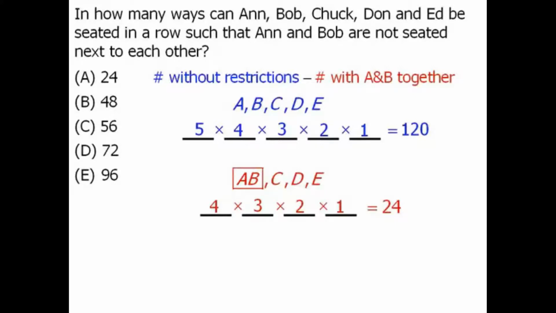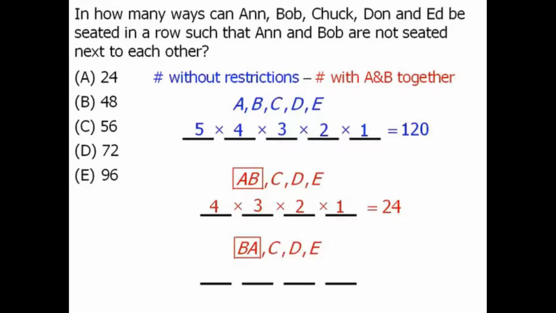However, we've only considered the possibility that Anne is seated to the left of Bob. What about the possibility that Bob is seated to the left of Anne? So we must also consider this arrangement. So once again, we'll take these 4 entities and seat them in 4 chairs.